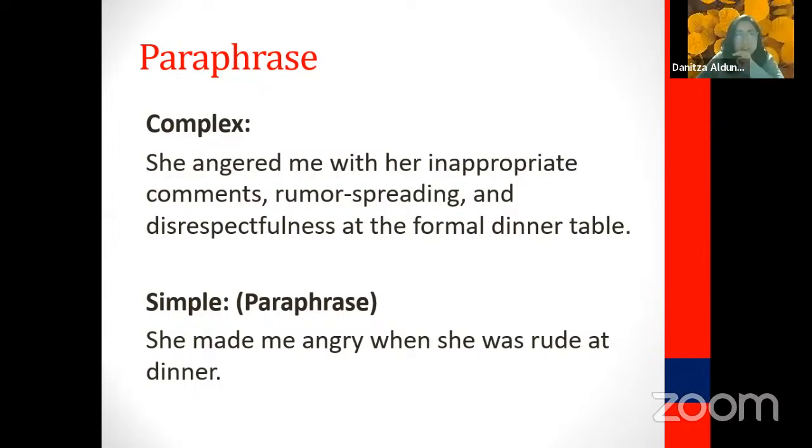She angered me with her inappropriate comments, rumor spreading, and disrespectfulness at the formal dinner table. Simple: she made me angry when she was rude at dinner.